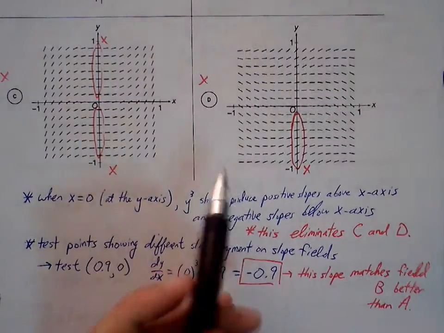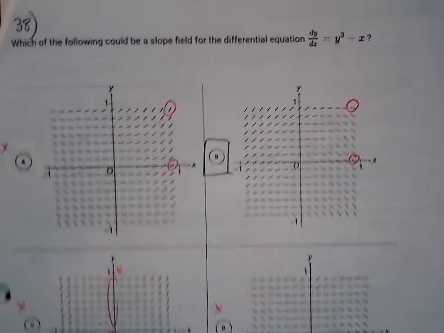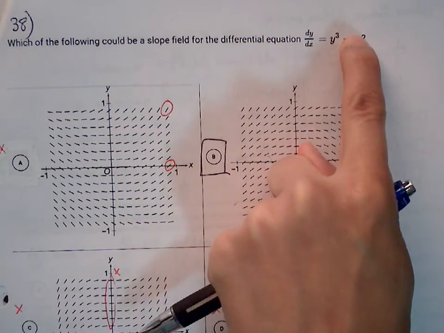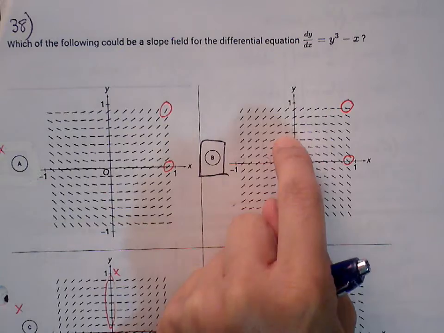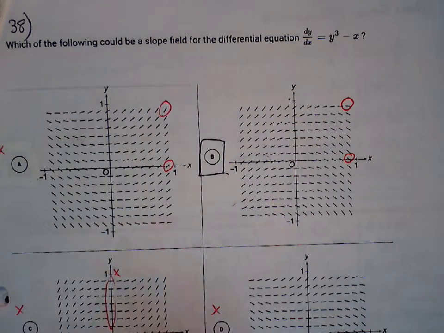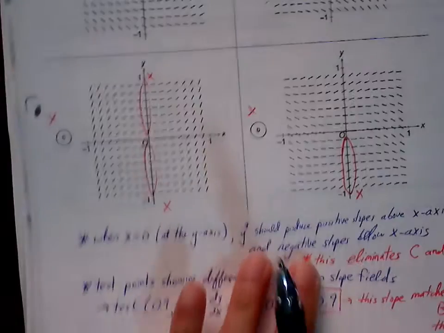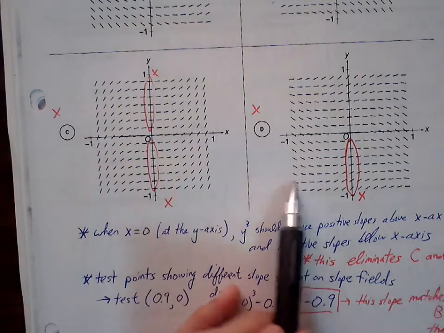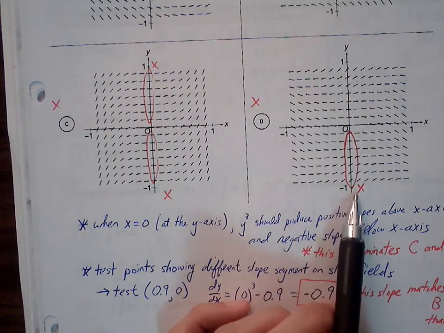So when x is 0, y cubed should produce positive slopes above the x-axis and negative slopes below the x-axis, right? Because if x is 0, that means on the y-axis, y is going to be dependent on whether it's above or below the x-axis. My resulting value is going to be either positive or negative slopes. So basically, on the y-axis, I shouldn't be getting any 0 slopes. I see a bunch of 0 slopes here, and I know that below I should all be getting negative slopes, because if y is negative 2 or negative 3 or negative 4, negative 4 cubed is still negative. So a lot of these we can eliminate.